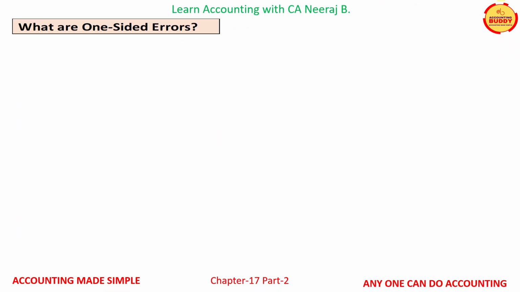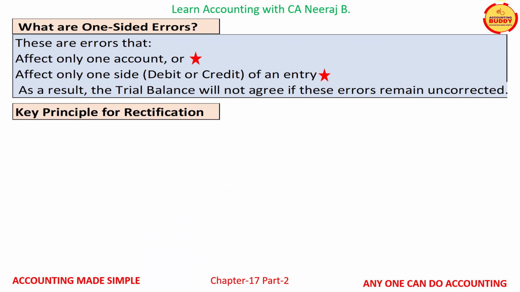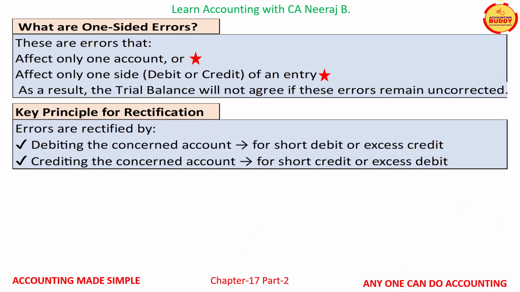Let us learn more about one-sided errors. These are errors that affect only one account or only one side, either debit or credit side of an accounting entry. As a result, the trial balance will not agree if these errors remain uncorrected. The key principle of rectification of such one-sided errors is: such errors are rectified by debiting the concerned account for short debits or excess credit, or by crediting the concerned account for short credit or excess debit.